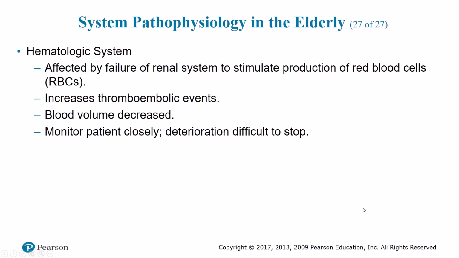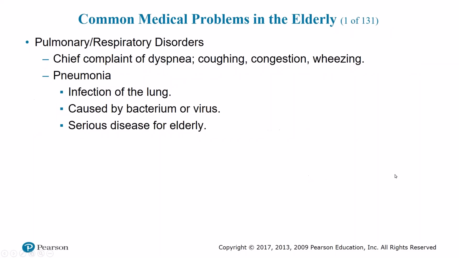Hematologic system, again, you're going to see a lot of patients that are anemic. You're going to see a lot of individuals with thromboembolic events, PEs, CVAs, DVTs, stuff like that. The blood volume decreases because where is our blood formed? All right, in the long bones, in the caverns of the long bones. So please be mindful of that.